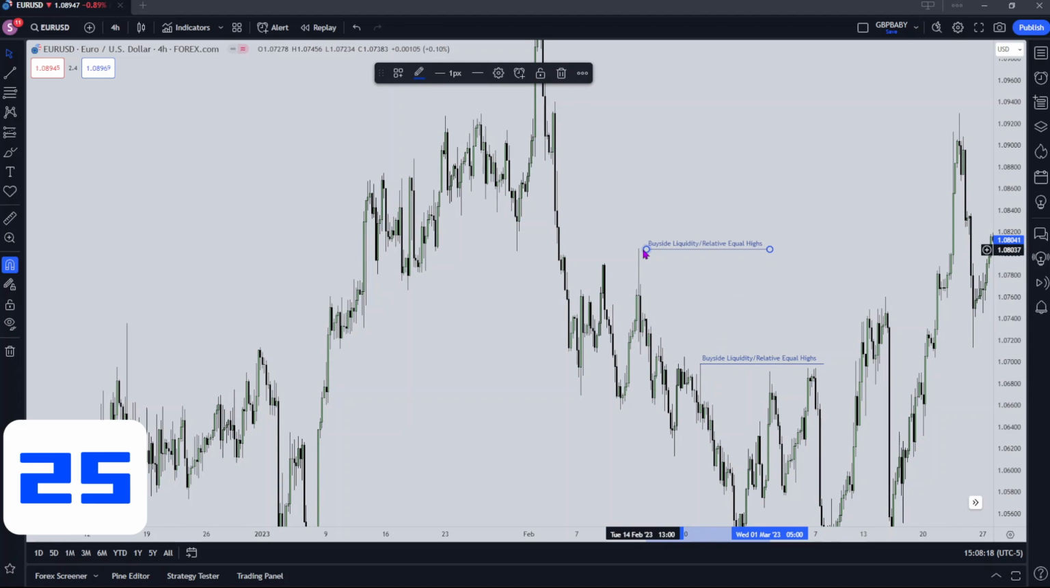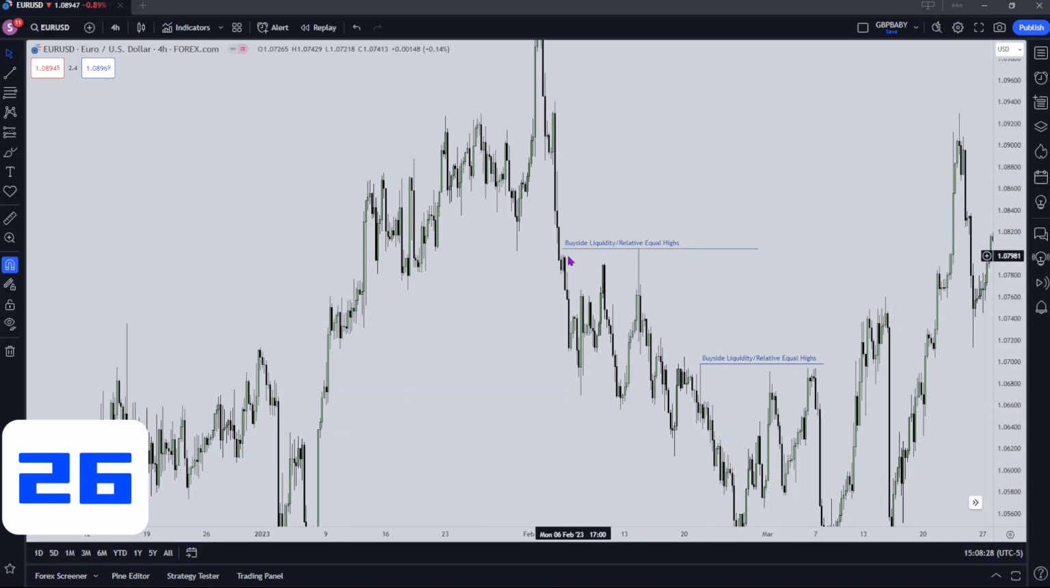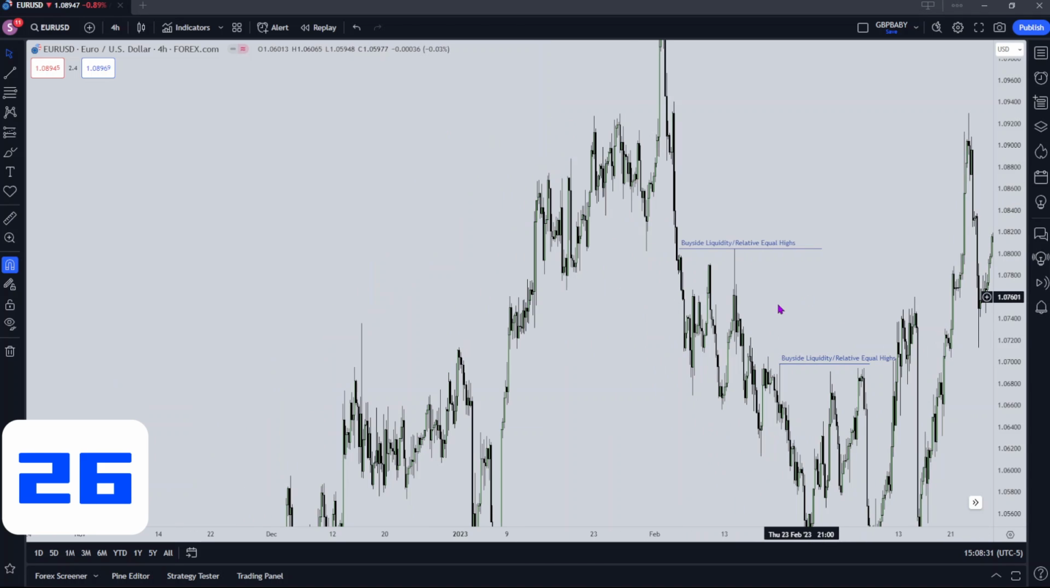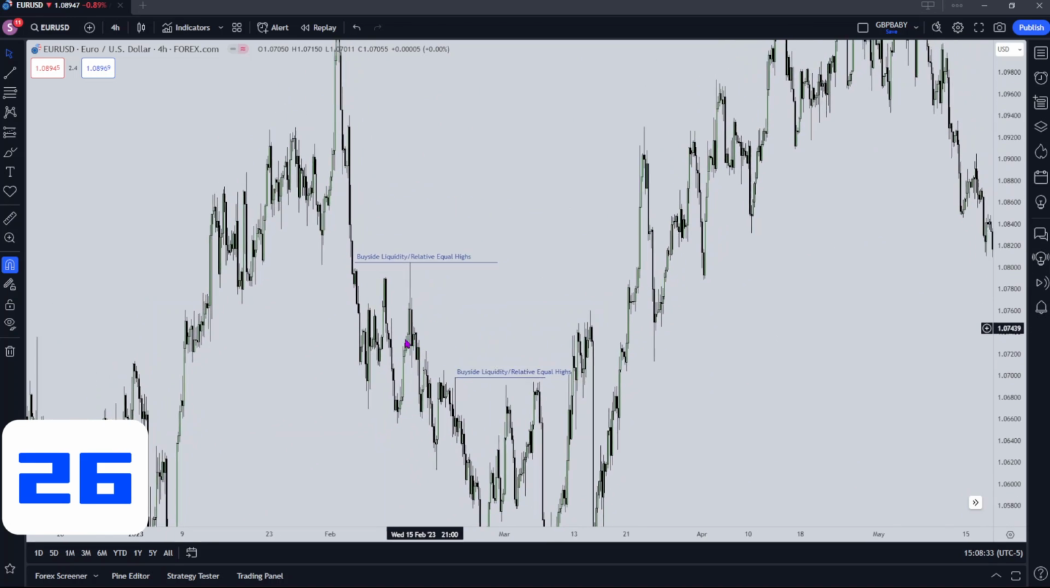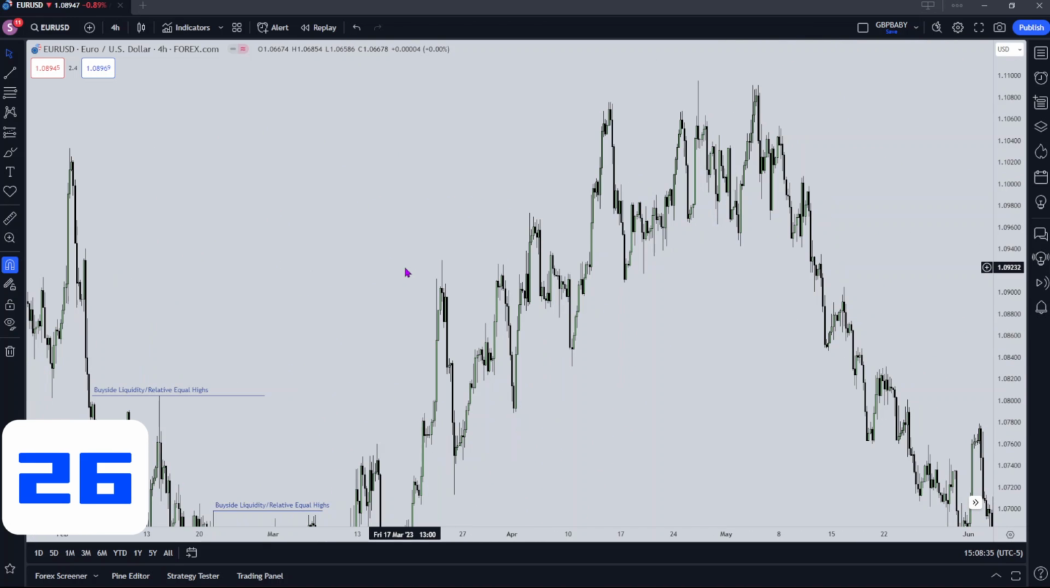Even here, this swing high coupled with this swing high and this swing high, it all creates relatively equal highs. These are relatively equal, and you can see how price targets it. Where else can we see relatively equal highs?